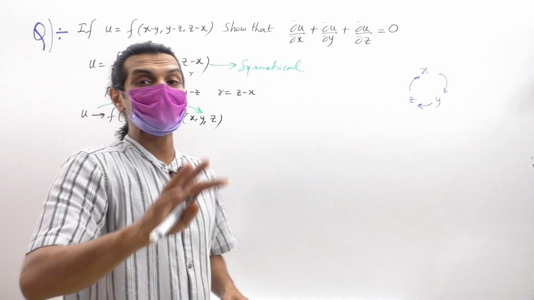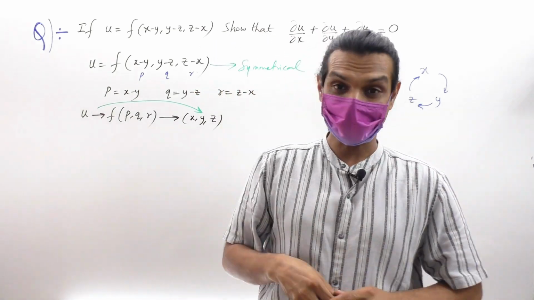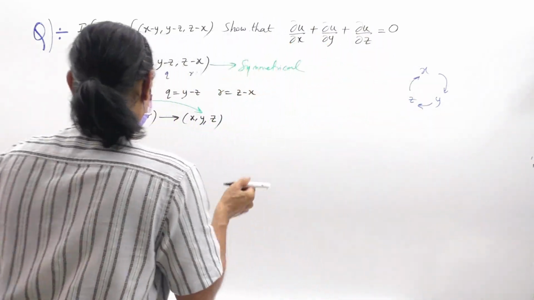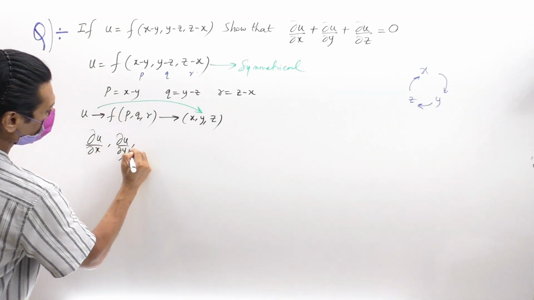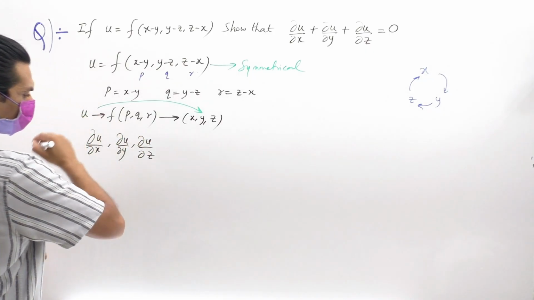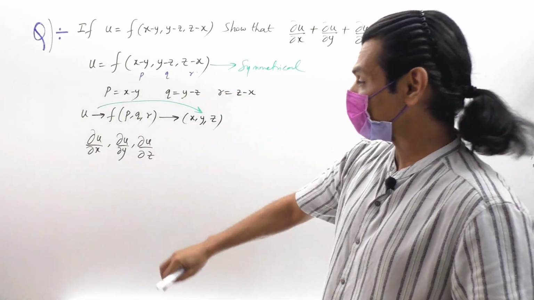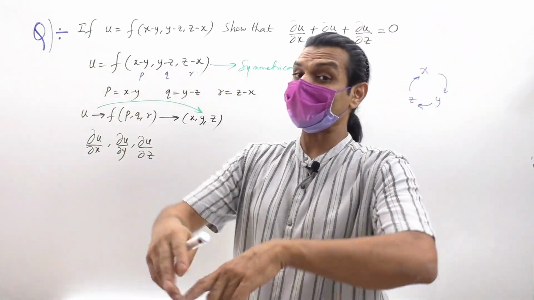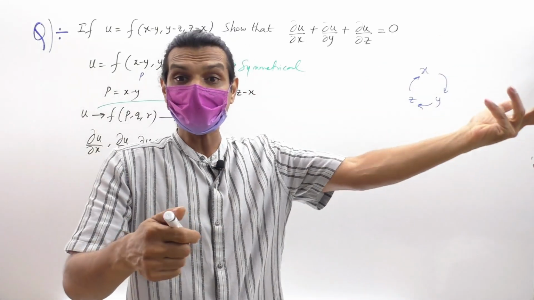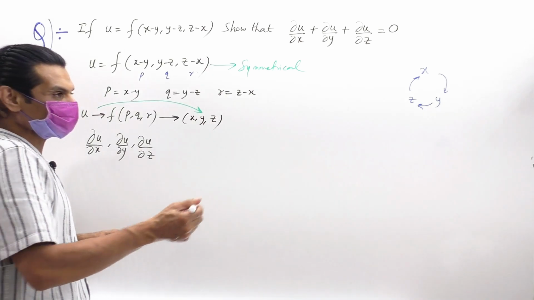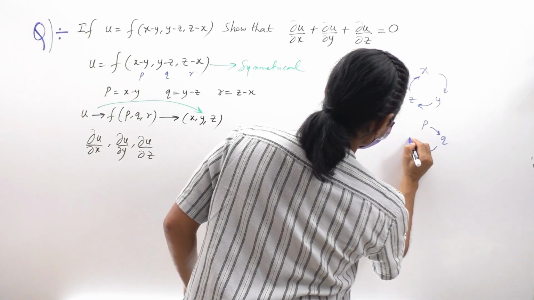Again, u has 3 children p, q, r, and p, q, r have 3 children x, y, z. u is the father of x, y, z. So there will be 3 partial derivatives here: dou u by dou x, dou u by dou y, and dou u by dou z. But since we have already seen that it is a symmetric function, there is no need to find everything, only find one. In the answer for dou u by dou y, you can change x to y, y to z, z to x, p to q, q to r, and r to p.